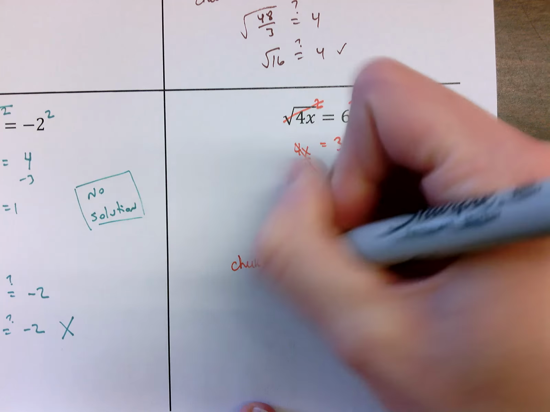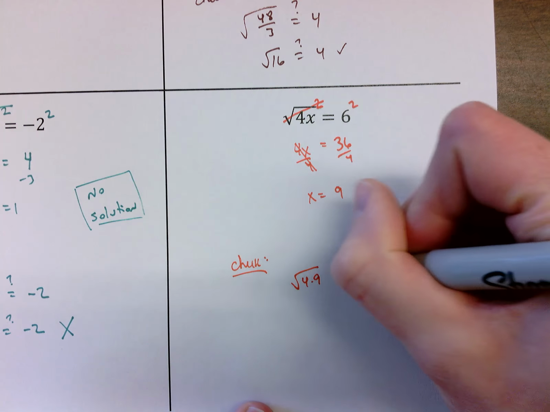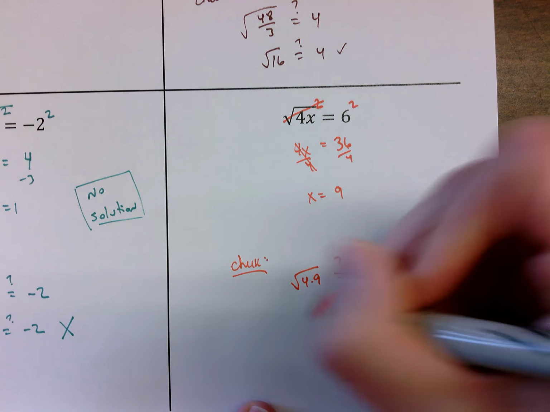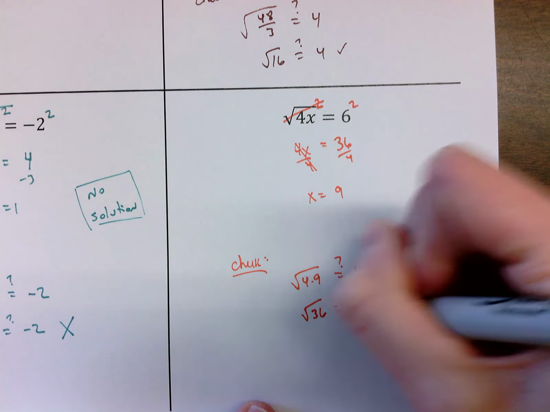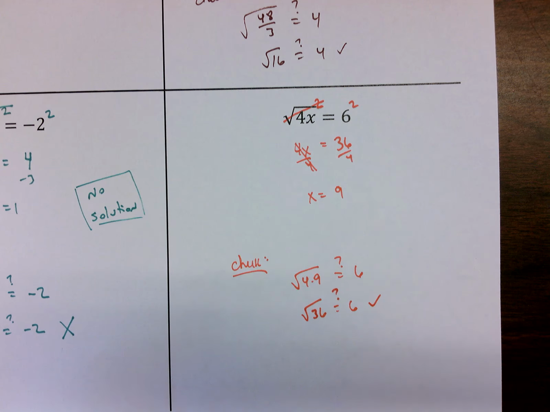And let's check it. So I want to know, square root of 4 times 9, does that equal 6? Well, 4 times 9 is 36. And is the square root of 36 6? Yeah, it is. So we're all set. So that is indeed our answer. X equals 9.